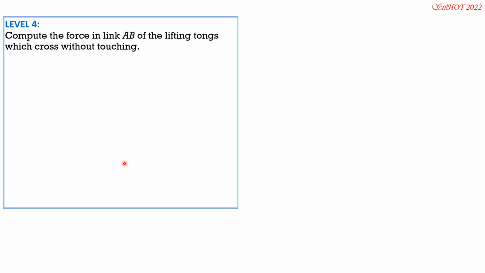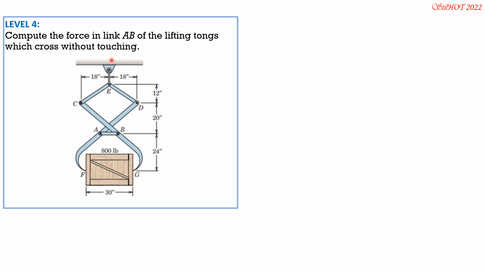Compute the force in link AB of the lifting tongs which cross without touching. So in this portion, the tongs are not touching. So first we compute the force in CE. By symmetry, it is also equal to the force in DE. Of course, the tension in this cable is equal to 800 pounds, the weight of this crate. Then after that, we resolve this force in CE, draw the free body diagram of this part. We plan to sum up moment about G.